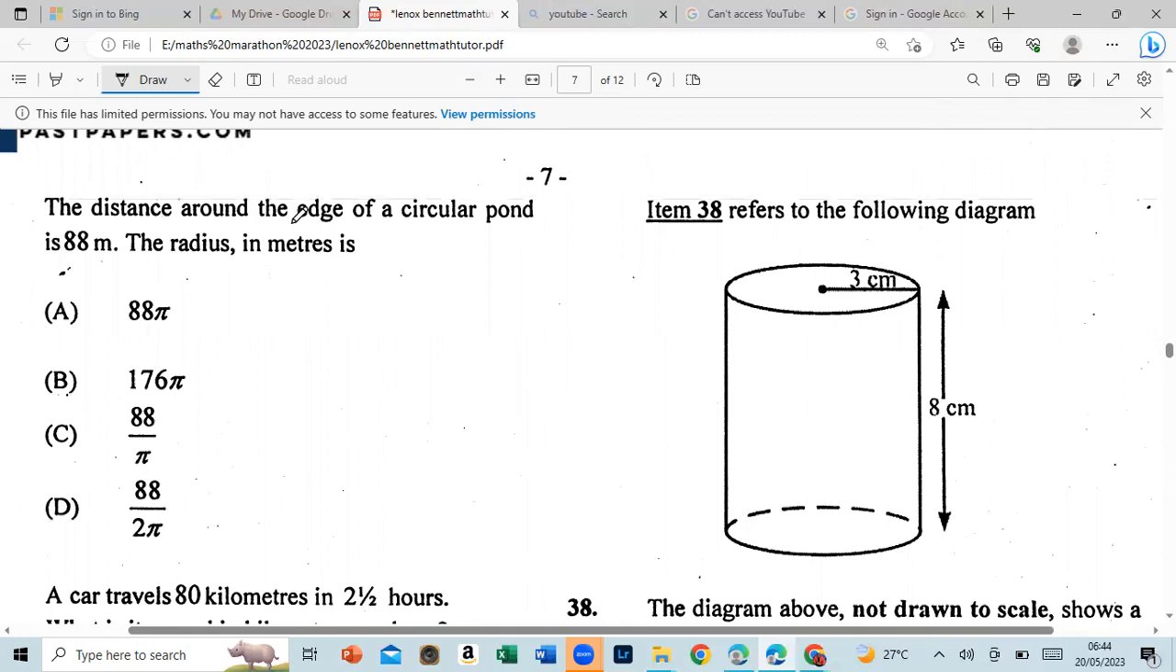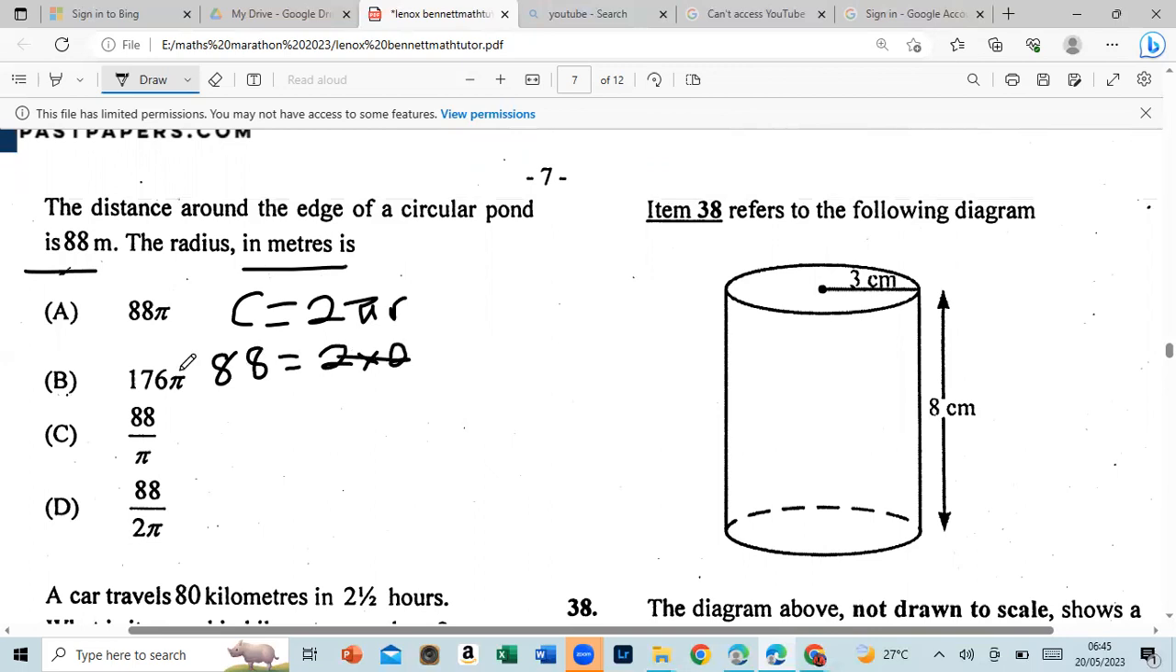The distance around the edge of a circular part is 88 meters. The radius in meters is... So what they're saying is that C is the circumference, right? 2 pi r. They say it's circular. So now we have this equal to 88, the circumference. We have 2, you can take pi to be 22/7, right?